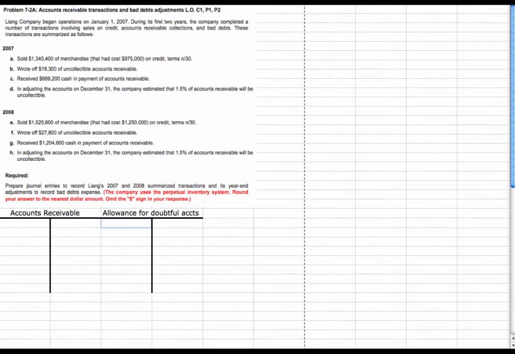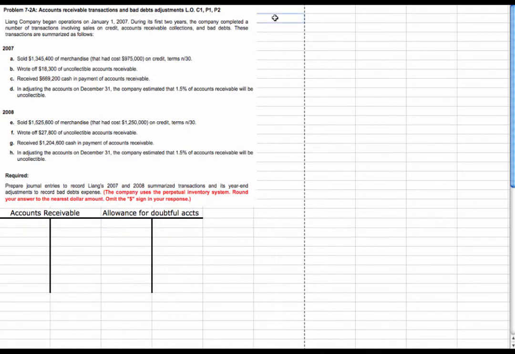Our last problem that we're going to do for this chapter is taking a look at all the journal entries that we have to make when we recognize the accounts receivable because of a credit sale, to the recognition of the bad debt expense and the corresponding journal entries that we might have to make. So the very first thing that we want to do is let's first take a look at 2007 for Liang Company when they began operations in 2007. During its first 2 years, the company completed a number of transactions for receivable credit sales, receivable collections, and bad debts. So what are the journal entries that we have to make?